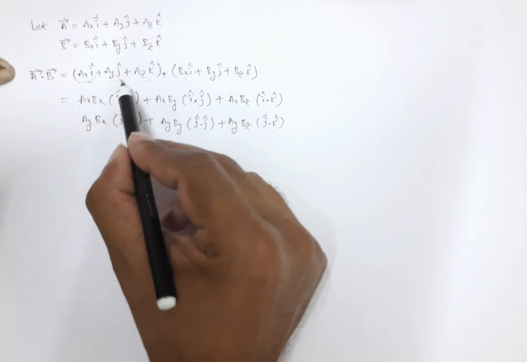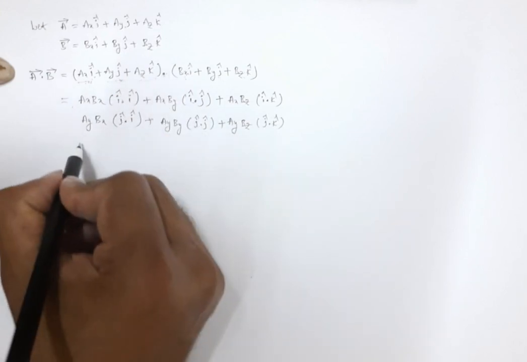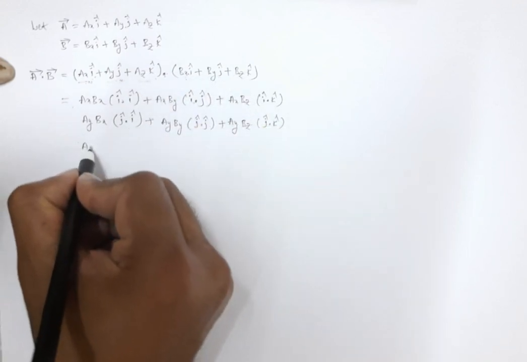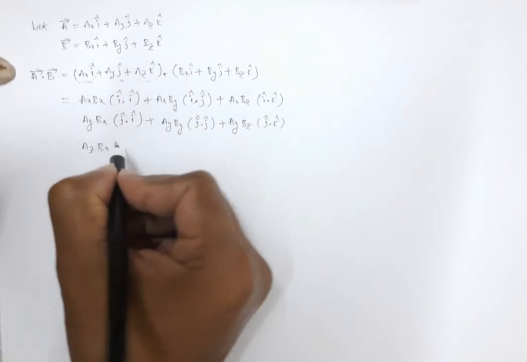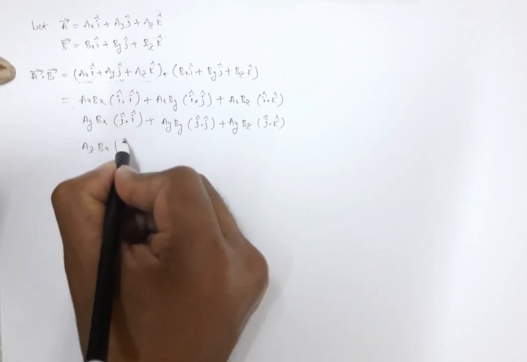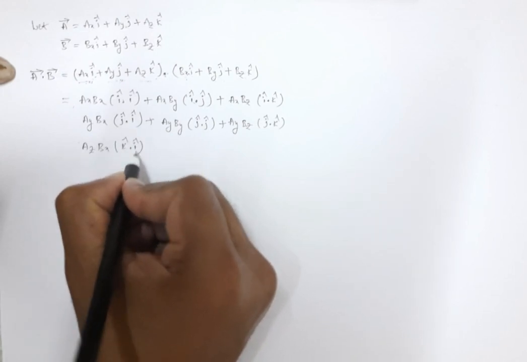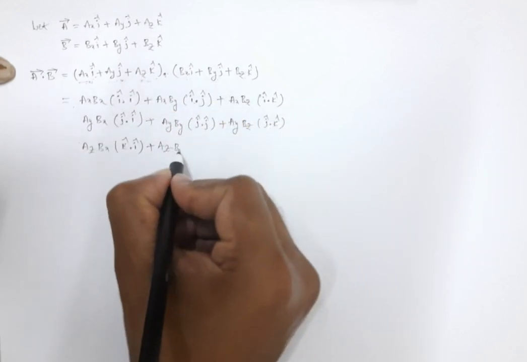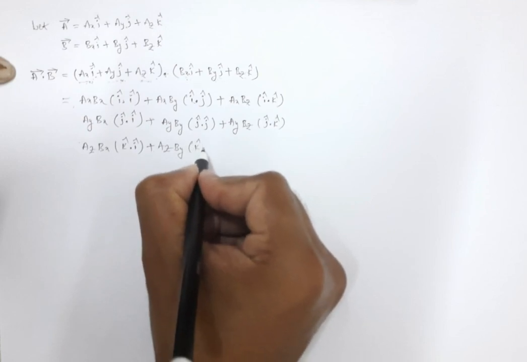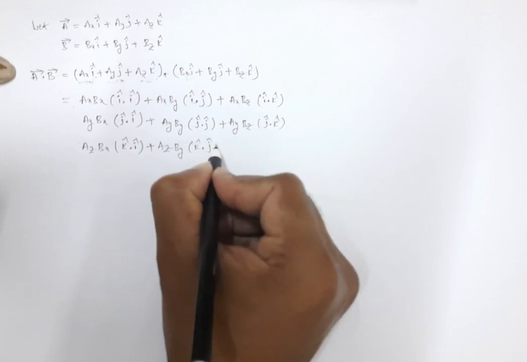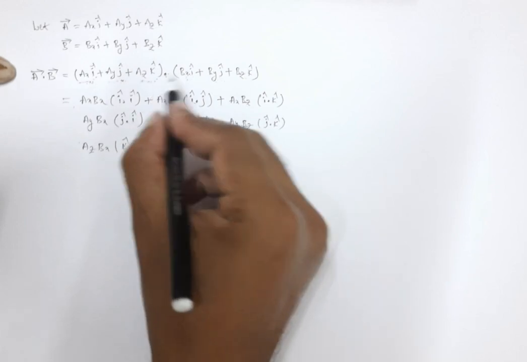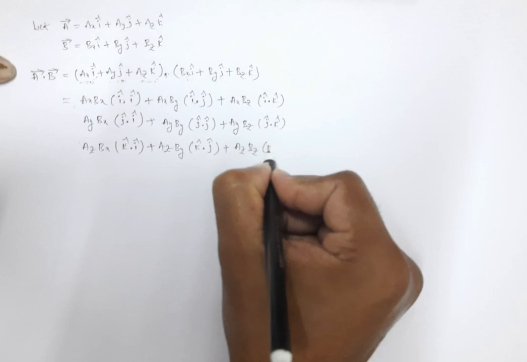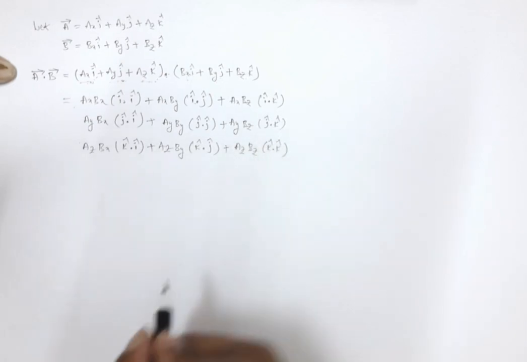So the second term is also over. Now we take the third term, az, into each of these values. So az bx, k cap dot i cap. Next, az by, k cap dot j cap. Next, az bz, k cap dot k cap.